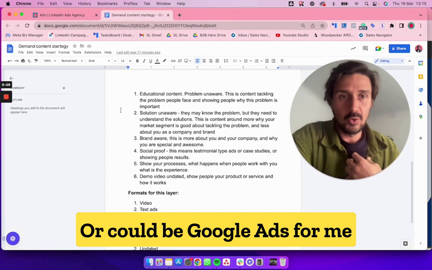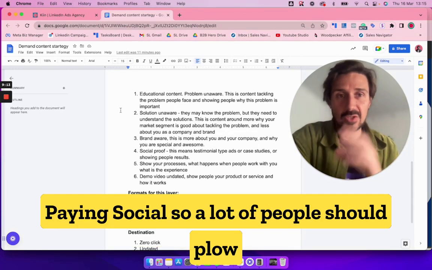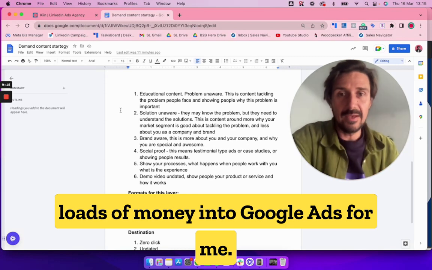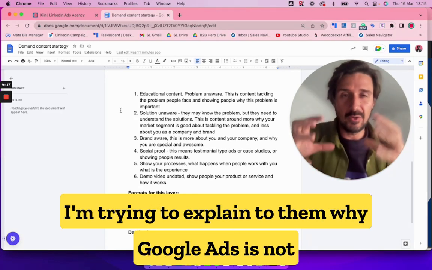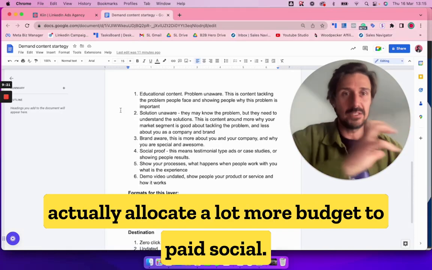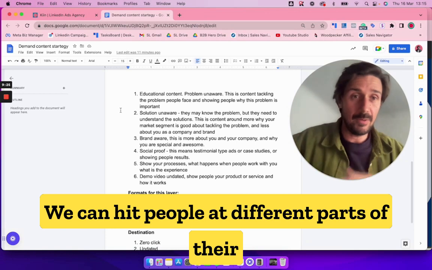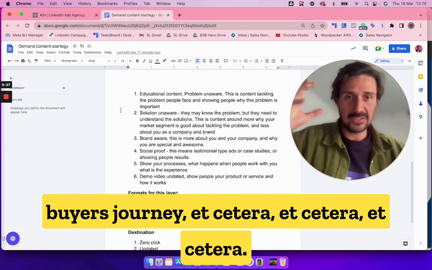Or it could be Google ads for me versus Google ads or LinkedIn ads or paid social. A lot of people just plow loads of money into Google ads. For me, I'm trying to explain to them why Google ads is not the best place to allocate all their budget, and they should actually allocate a lot more budget to paid social. Paid social is way more scalable. We can hit people at different parts of their buyer's journey, etc., etc., etc.